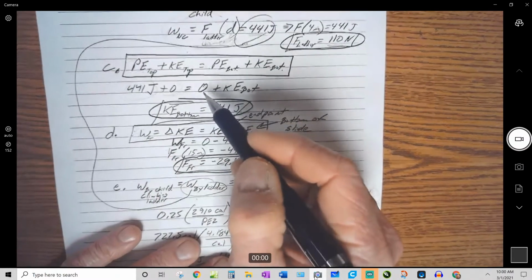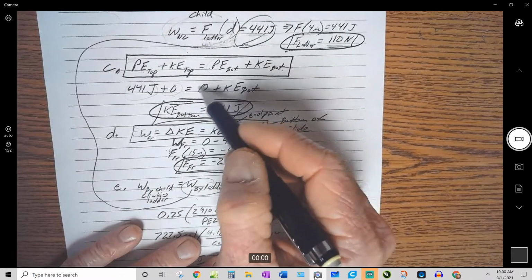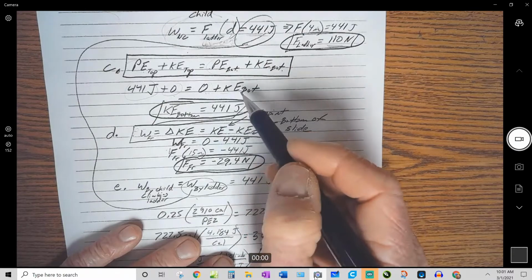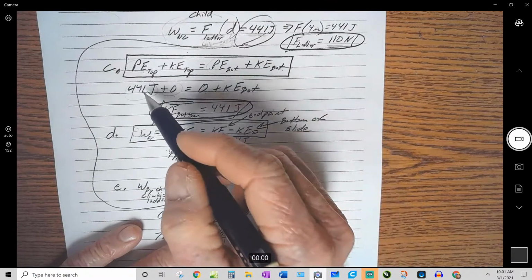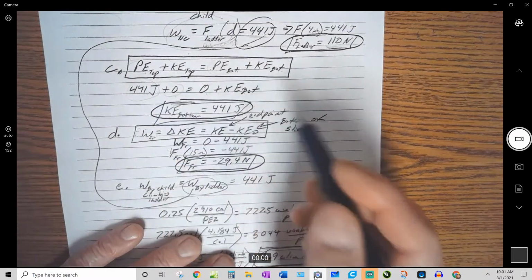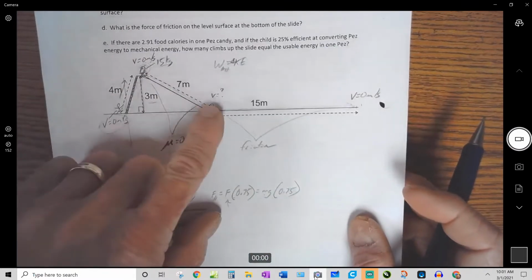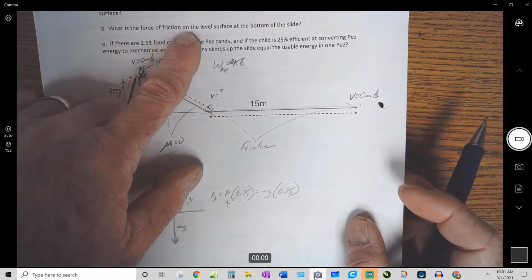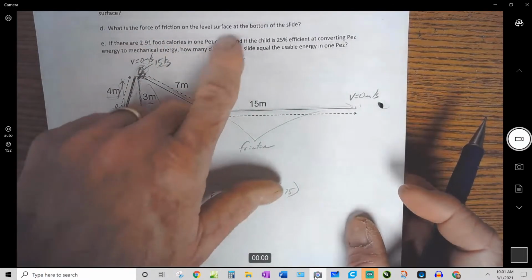Potential energy at the bottom is going to be 0, because there will be no height, and then kinetic energy at the bottom. So this kinetic energy at the bottom equals potential energy at the top, 441. We're just trading all this potential energy for kinetic energy there. What's the force of friction on the level surface at the bottom of the slide?